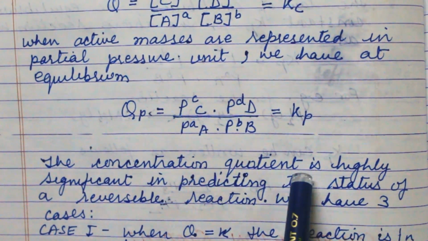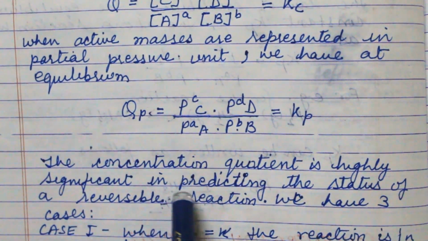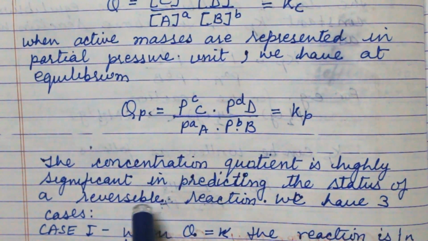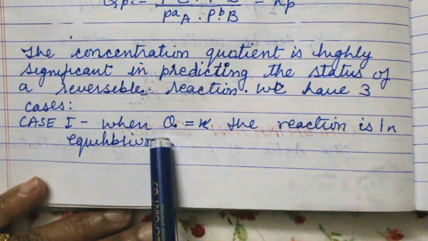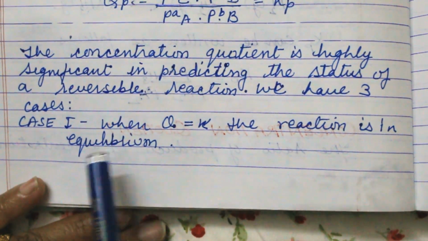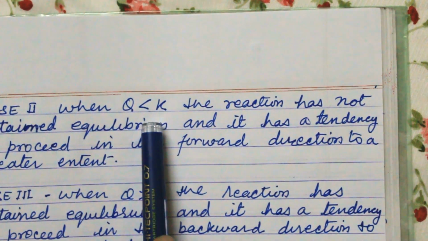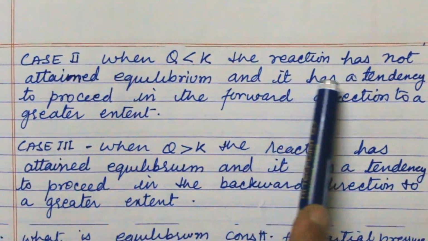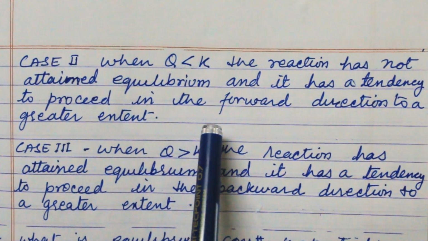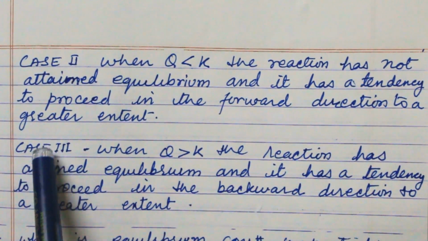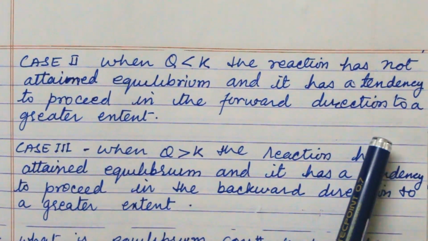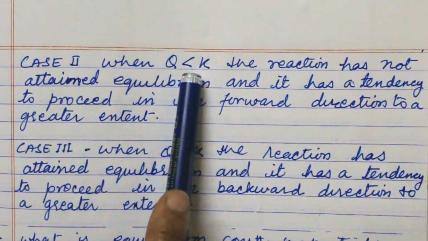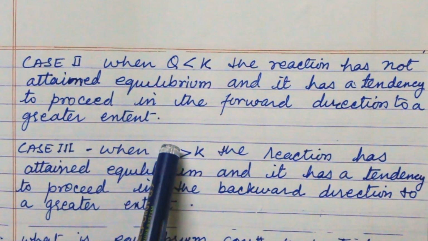So the concentration quotient is highly significant in predicting the status of a reversible reaction. We have three cases. First case, when Q is equal to K, then the reaction is in the equilibrium state. Second case, when Q is smaller than K, the reaction has not attained equilibrium and it has a tendency to proceed in the forward direction. The forward reaction only takes place in this case when Q is smaller than K to a greater extent.